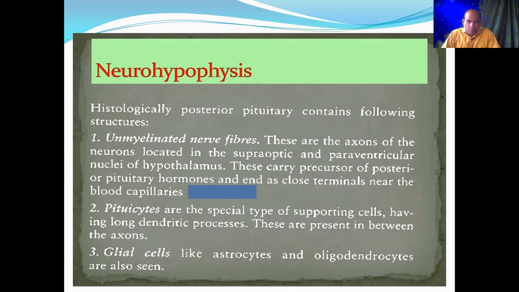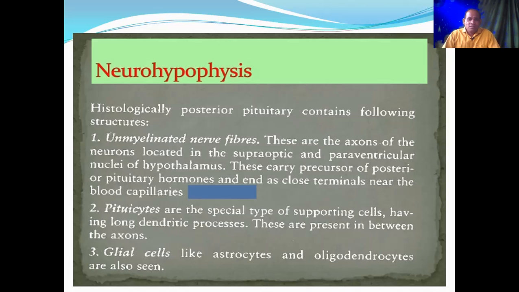Neurohypophysis. The histology of the posterior pituitary contains the following structures. First, unmyelinated nerve fibers. These are the axons of the neurons located in the supraoptic and paraventricular nuclei of the hypothalamus. All these carry precursors of posterior pituitary hormones and end as terminals near the blood capillaries.